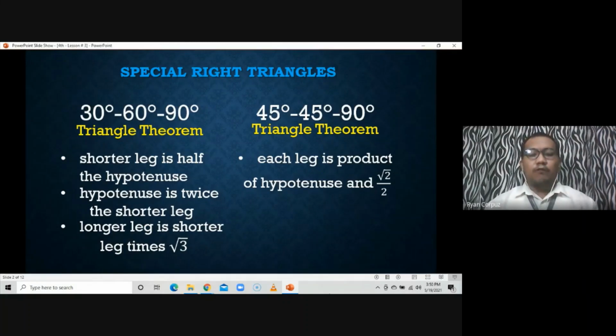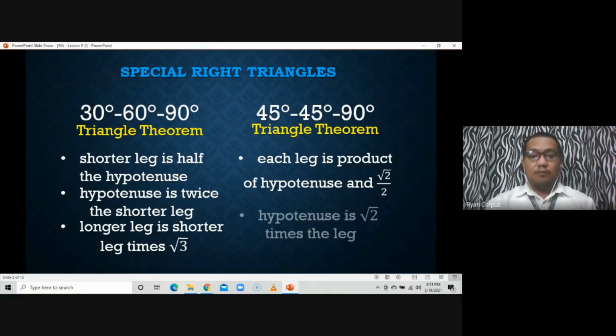So, in order for you to find out for the leg, kasi once you find out for the leg, that's also the measure of the other leg. So, isa lang yon kasi may dalawang side yung triangle dito na congruent in measure. So, sabi to, each leg is the product of the hypotenuse and square root of 2 over 2. So, in other words, the hypotenuse should be divided by 2, then multiply it by square root of 2. It's the same way that we are also finding the product of the hypotenuse and square root of 2 over 2.